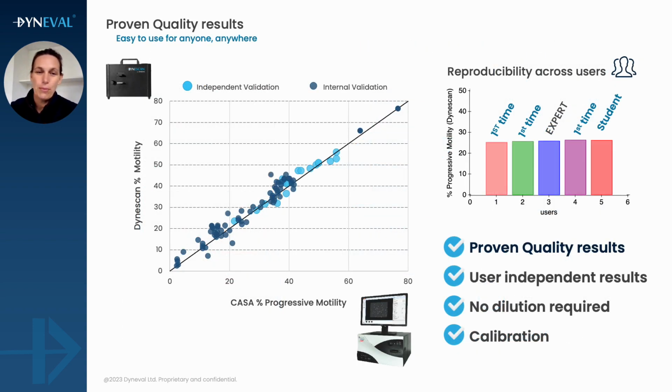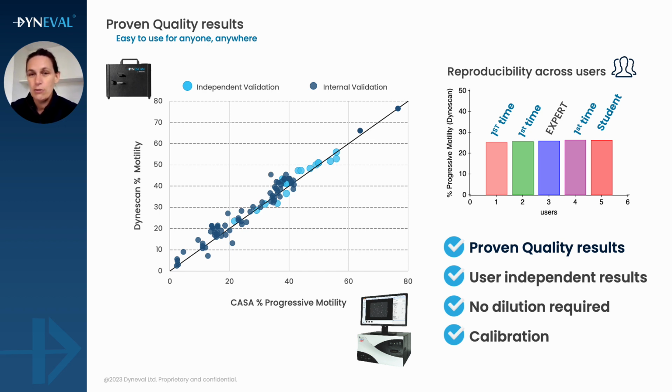In the validation process, we have compared Dynescan results with those collected using a CASA machine as would be used in a semen production lab. The results compare very well. We can see the blue results are those conducted internally using an IVOS2 machine, and the light blue results are independent validation conducted in a semen production company. There is good correlation with a standard deviation of 4.2%.